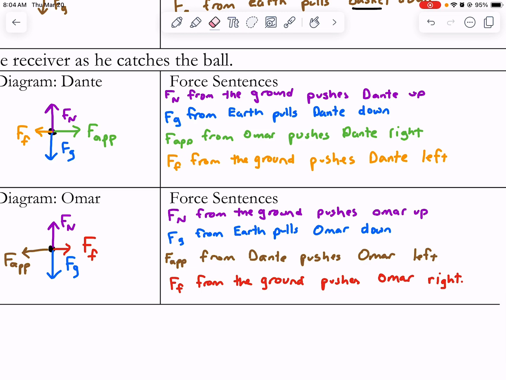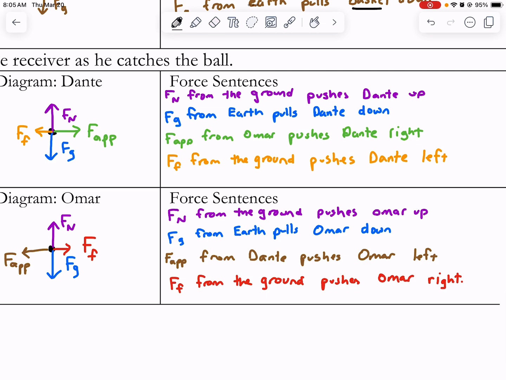Now, something that happens a lot is that students will pick this one and this one as the action and reaction, because we've got pushes Dante left and pushes Omar right. And they have the same force, friction and friction. But it's the ground. And remember, in order to be an action and reaction pair, the agent and receiver have to be switched, okay? So that's not happening here. Ground and Dante, ground and Omar. They do have the ground in common, but they're not switched. So this is not our action and reaction pair.